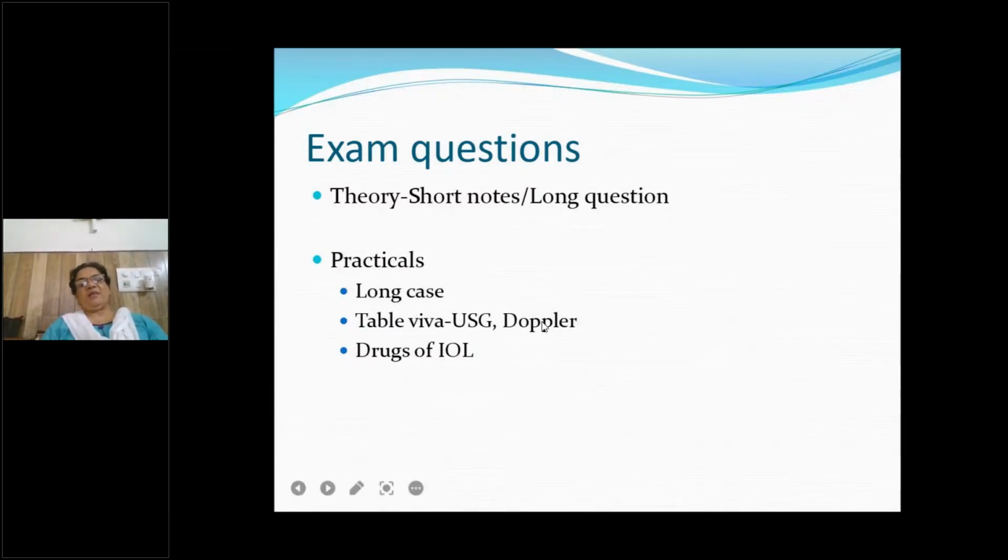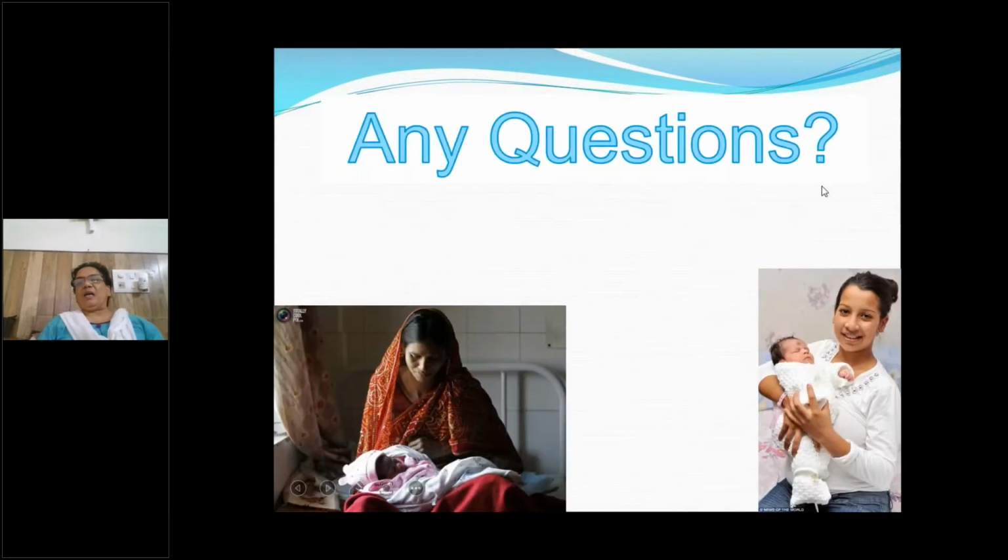On your table vivas, if you get ultrasound films or something, you may be asked about fetal growth restriction. Then when you have a viva on drugs regarding induction of labor, like Serviprime, one of the common indications for induction of labor is fetal growth restriction, and at that point you will be asked questions on fetal growth restriction. So are there any questions?